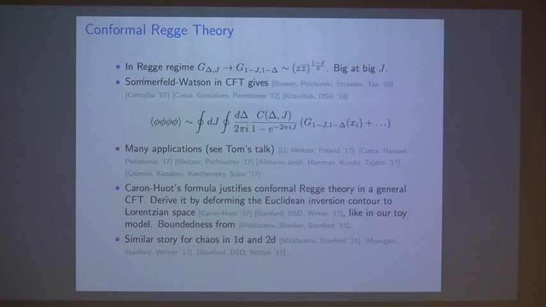So Caron-Huot's Lorentzian inversion formula justifies conformal Regge theory in a general CFT, and the story behind it completely parallels the story that I told in the last few slides. You derive the inversion formula by starting with the Euclidean inversion formula and deforming the contour into Lorentzian kinematics. When you do that, you need to use the fact that the four-point function is bounded in Lorentzian kinematics. And that is a consequence of part of the chaos bound. It's not the full chaos bound, it's sort of the first half of the chaos bound. It gives you boundedness in Regge kinematics, and that's enough to justify the inversion formula. And this whole story might look familiar to some of you who've studied the SYK model. This is the exact same thing that you do to describe the chaos limit in one-dimensional and two-dimensional SYK.